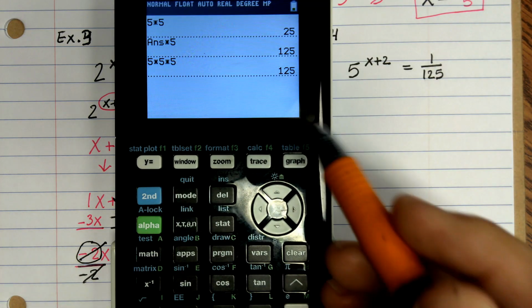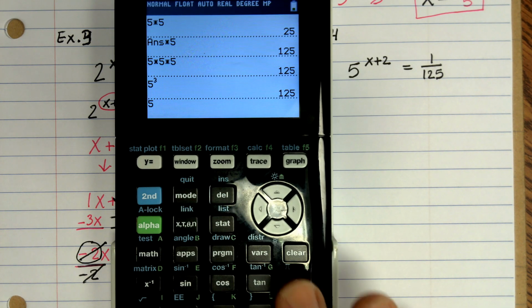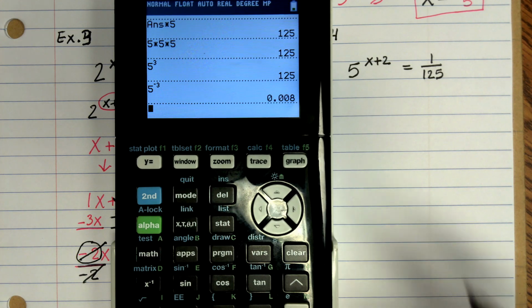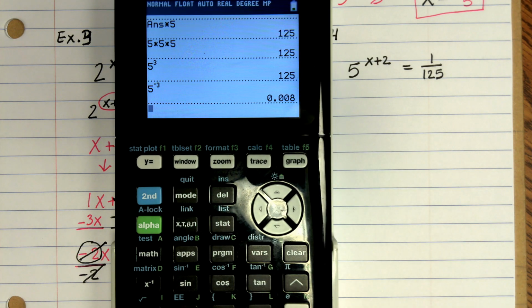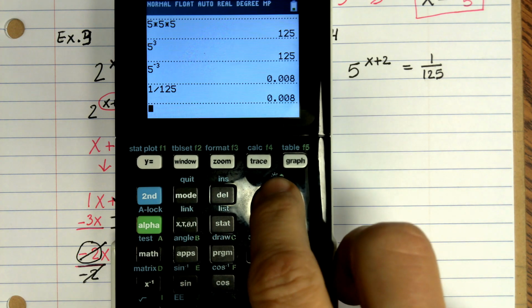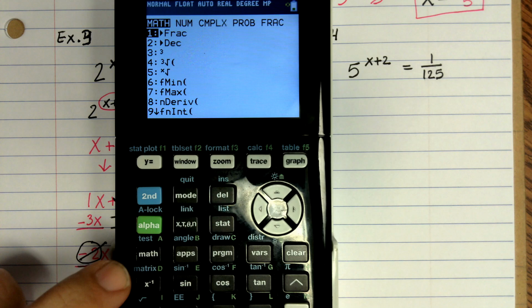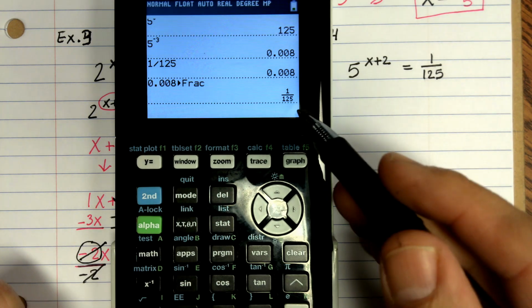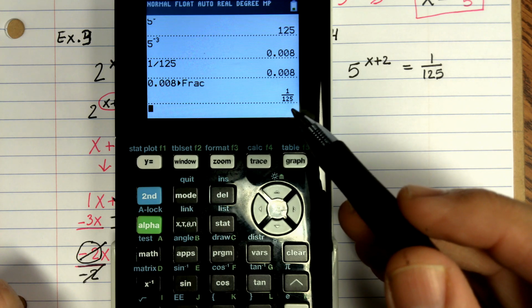So now what I can do is turn that power to a negative. So instead of saying 5 to the power of 3, which would be 125, I could do 5 to the power of negative 3, which will give me 0.008. And while that doesn't look like 125, if you wanted to, you could put 1 divided by 125, hit enter, and you'll see that it is the same value. The other way you could confirm that that's correct is you can hit enter on it, hit math, enter, and turn it into a fraction. So 5 to the power of negative 3 is 1 over 125.